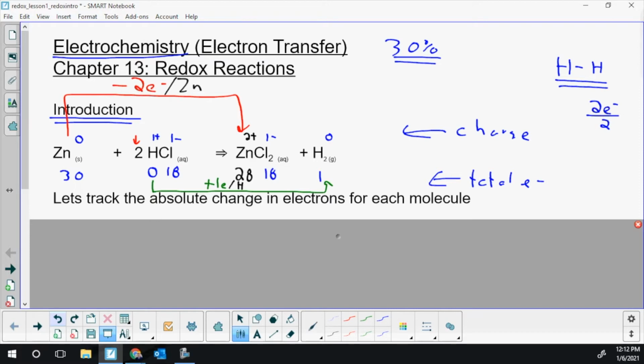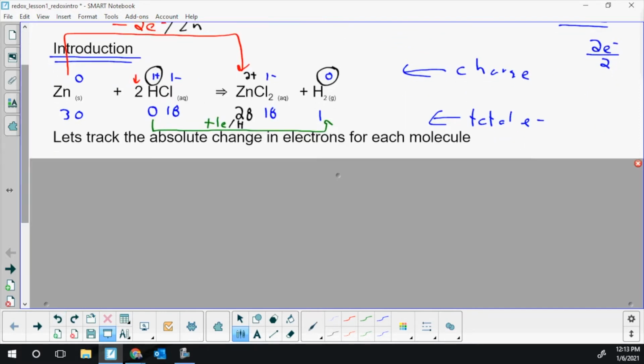There's 2 H's, so in total there will be 2 electrons transferred. Okay. But it's 1 electron each. Okay. Now you can track electrons like I did on the bottom using the total count, but it's much faster and you get the same answer if you just look at the charge. Okay. So if you look at the hydrogen going from plus 1 to 0, okay, you get the same type of trend. Okay. So we've tracked the absolute change in each molecule.